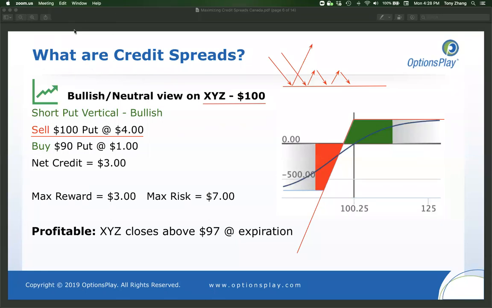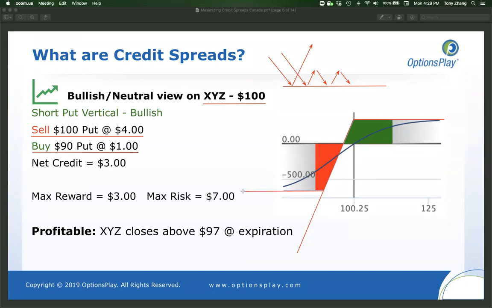A credit spread is a convenient way to allow you to still speculate on the stock staying above $100, selling that 100 strike put, but not take on all that risk and eventually owning that stock. So what you can do is buy a lower put against it. Now I'm going to buy a 90 strike put, and what that does is it caps my risk.